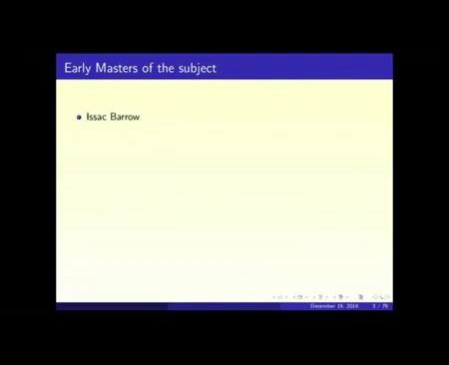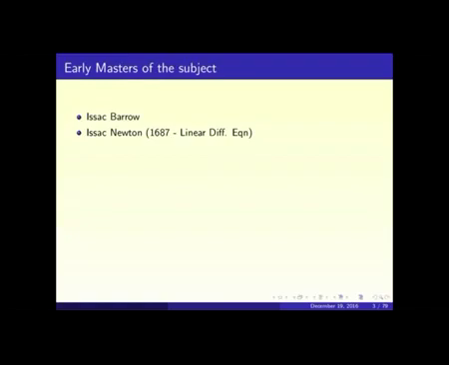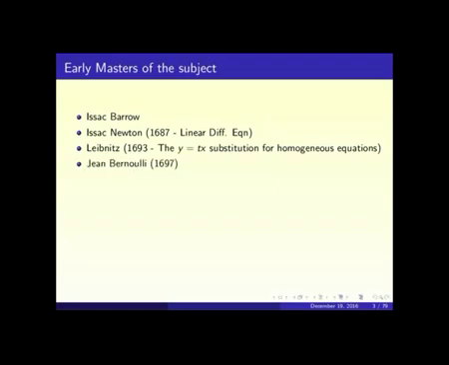Now, let me get you to the next slide, indicating some of the names of the early masters who contributed to this subject. First, you see the name of Isaac Barrow, who was a teacher of Isaac Newton. Some of the ideas of calculus already go back to Isaac Barrow. Then, of course, comes Newton. In 1687, he integrated a linear differential equation. In 1693, you see the name of Leibniz, and he discovered the y equal to tx substitution for homogeneous equations.